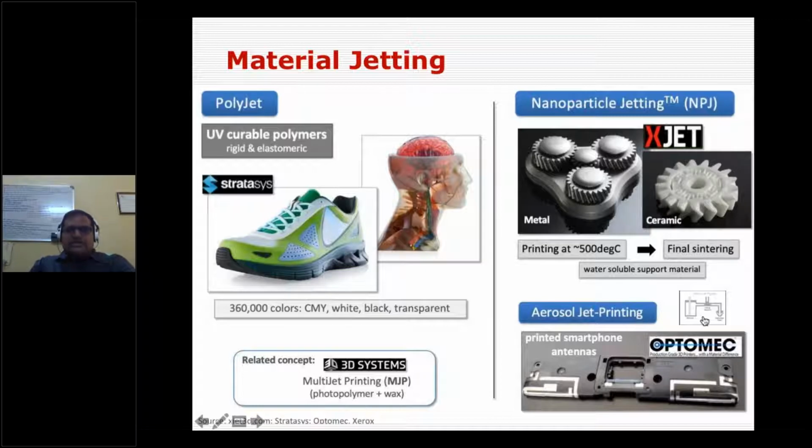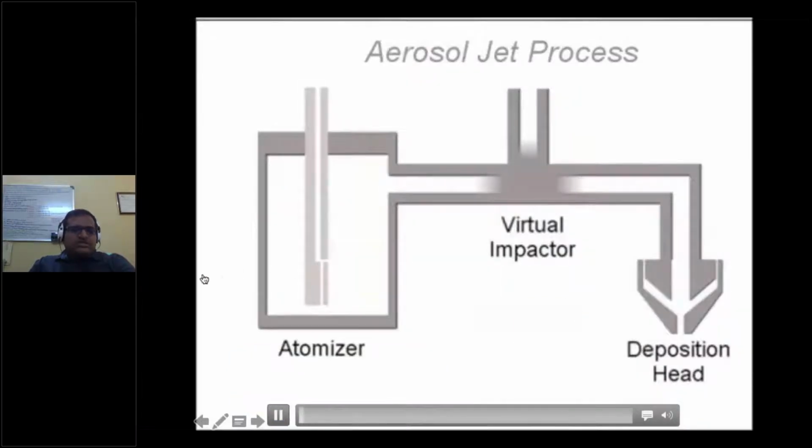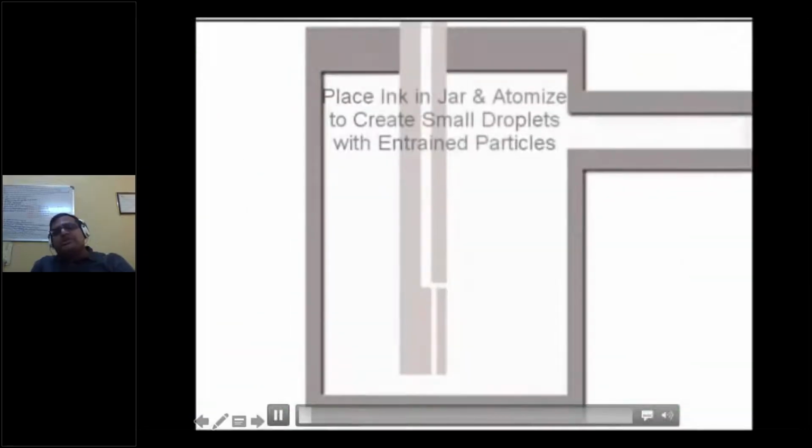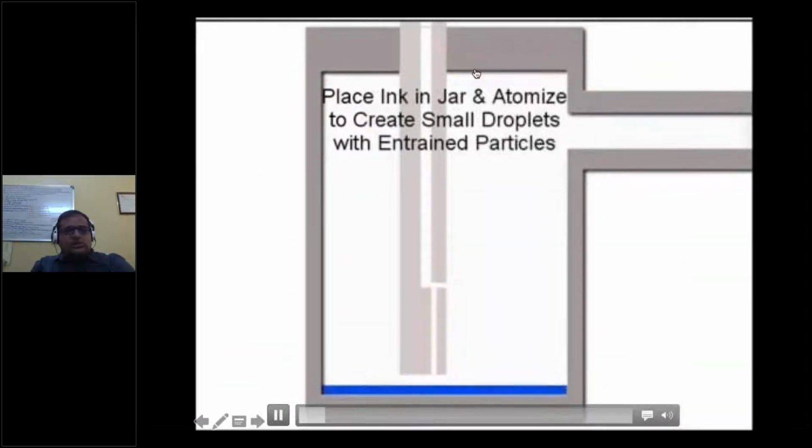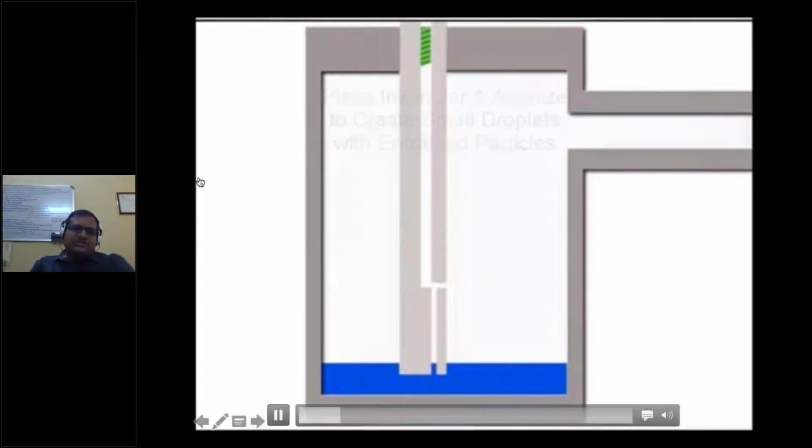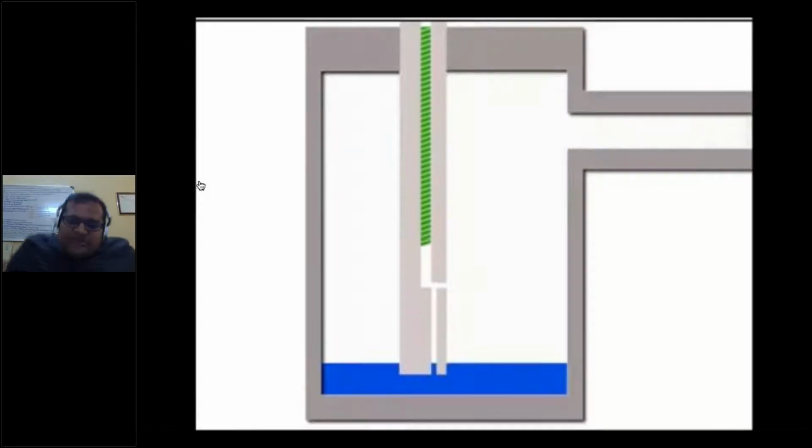So Aerogel is another technology from Optomec. This is exclusively for electronics, making a smartphone antenna. So again, it is nano based. You are going to create an aerosol kind of a thing. Again, you have to have some atomizer to atomize your liquid particles to a nano sized thing, and then you have to jet from the nozzle.